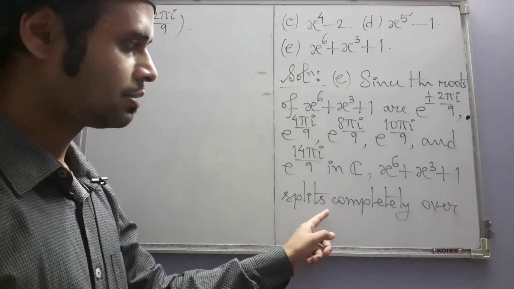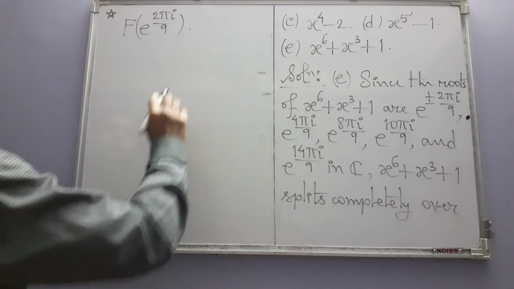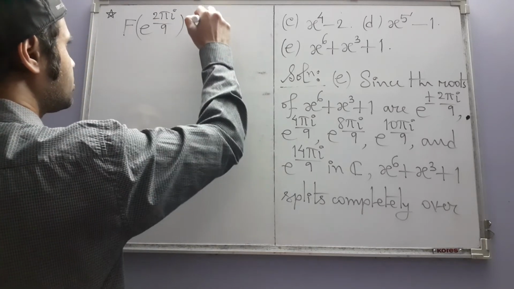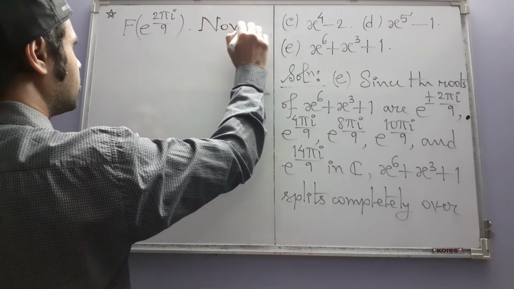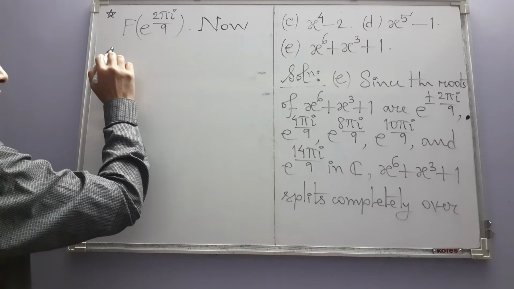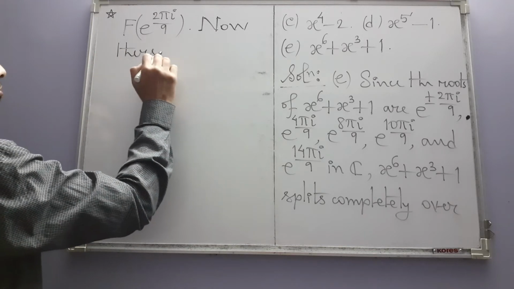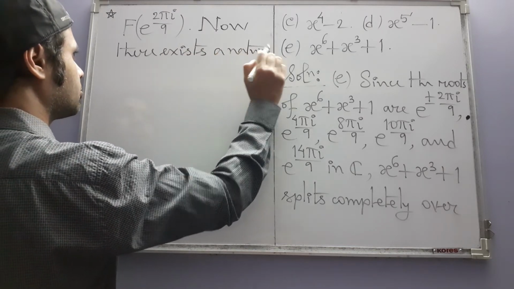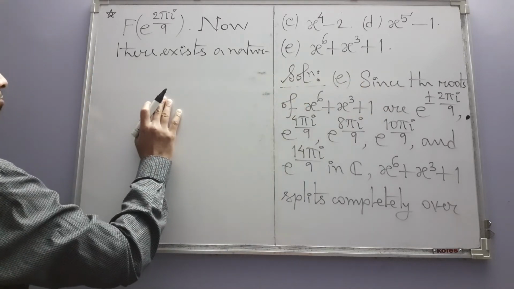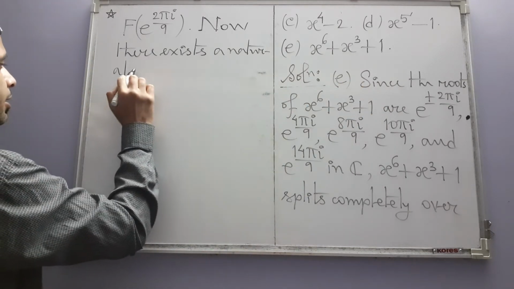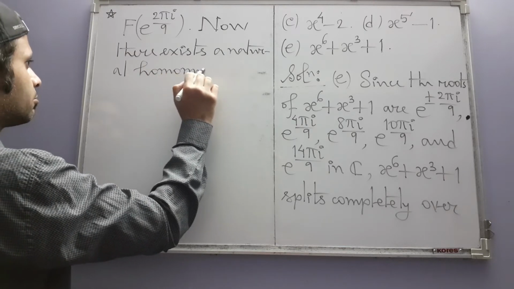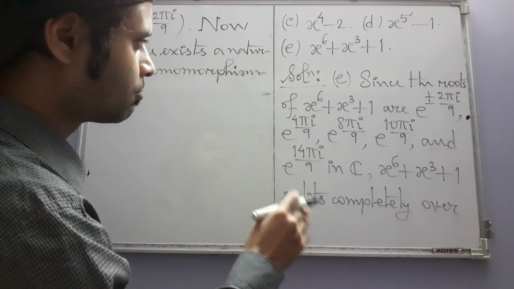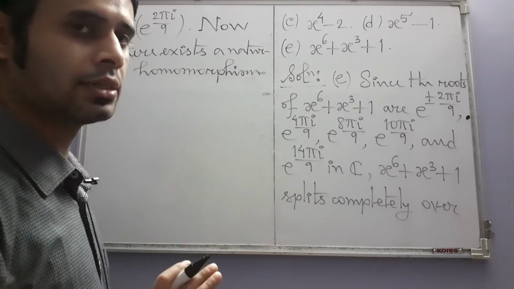So here we try a different method, and that different method is this. Now there exists a different method to show that this is irreducible over F, a natural homomorphism. Showing that a polynomial is irreducible over some field in general is also very tough.